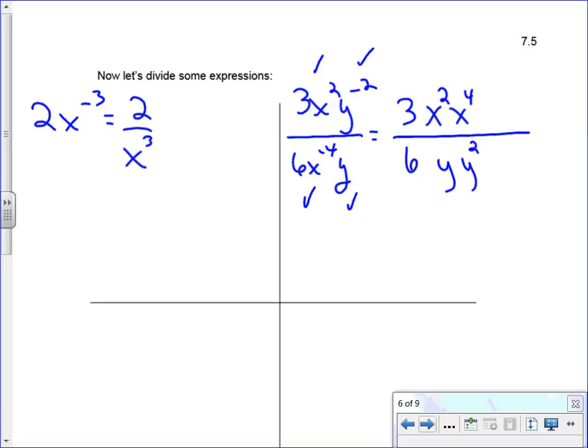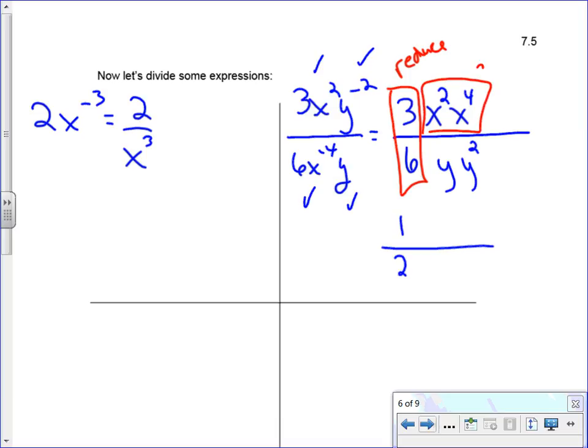Now in this case, you're going to reduce those coefficients. 3 divided by 6, that's reduce, not subtract. 3 divided by 6 is 1/2. These two, right here, I don't subtract those powers, I add the exponents. So those are going to be x to the 6th. And these two, right here, also I add the exponents. And they're in the denominator, so it's going to stay in the denominator, y to the 3rd.